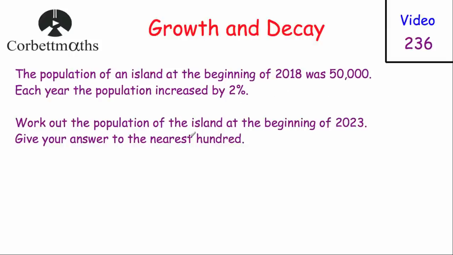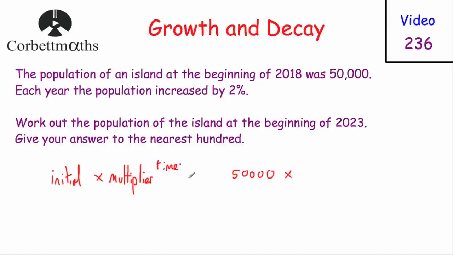Now, in a question like this, we can use the compound interest formula. We can use the initial times multiplier to the power of time. And that'd be really useful in a situation like this, because we're increasing by 2% each year. So first of all, our initial, the population initially was 50,000. So we're going to use 50,000.